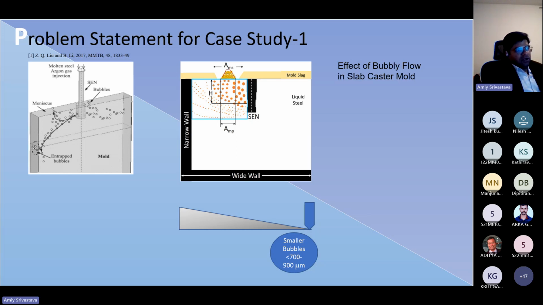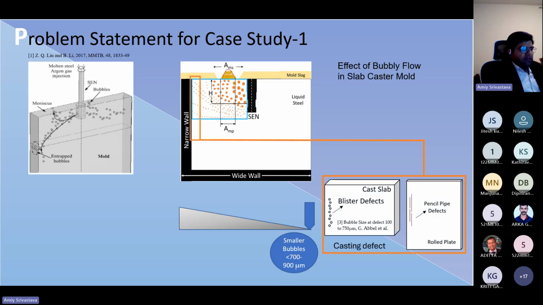So we have to reject that material, and again there is a dollar loss, which is not acceptable. We cannot afford it. Now you can see from the image that initially these bubbles are entrapped over here, and once we roll it, those entrapped bubbles are converted into pencil pipe defects. The size of the bubbles would be like 100 micron to 750 microns. There are many important things here, and if we study them, we can avoid having these defects.